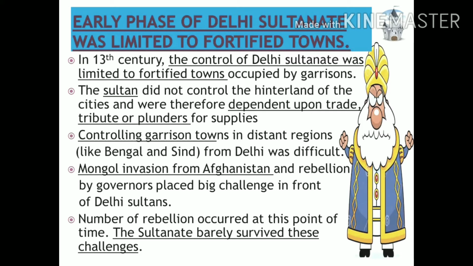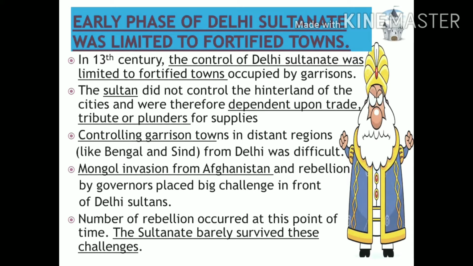Controlling garrison towns in distant regions from Delhi was difficult. So even if the Delhi Sultans captured areas far from Delhi, controlling them from Delhi was difficult. Like the areas of Bengal and Sindh, which is in present-day Pakistan, they were very far away from Delhi.